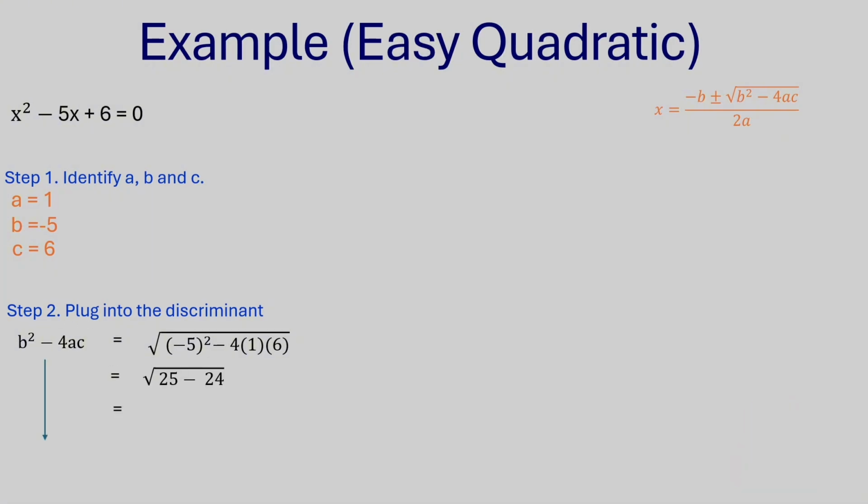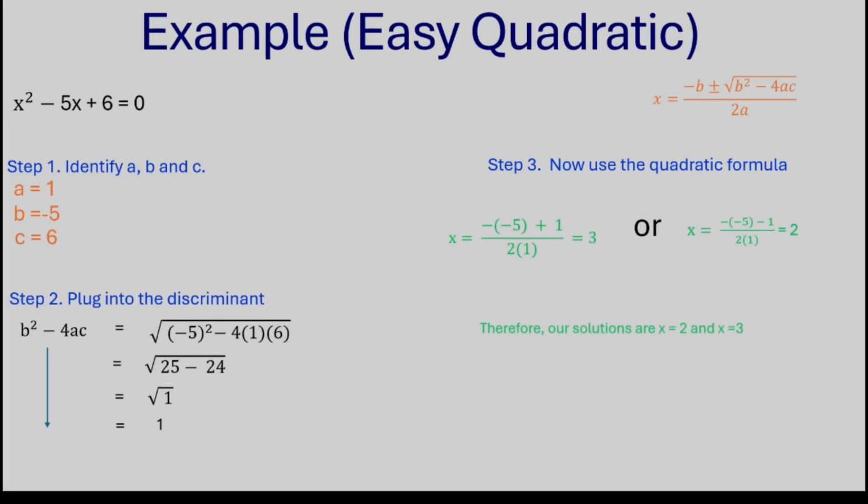We will then go to step 2 and plug those numbers a, b, and c into our discriminant, and so that will give us negative 5 squared minus 4 times 1 times 6. That equals 25 minus 24, which equals 1, and therefore b squared minus 4ac is equal to 1.